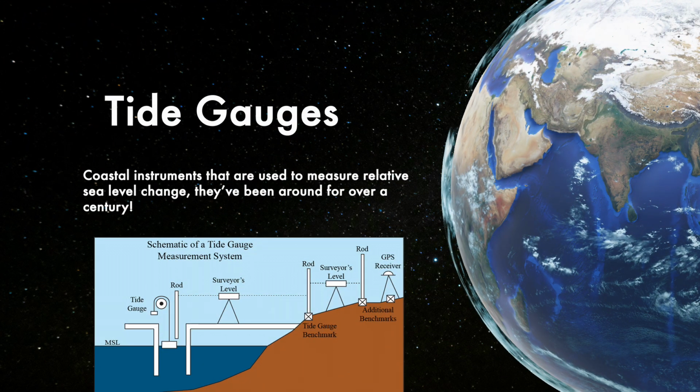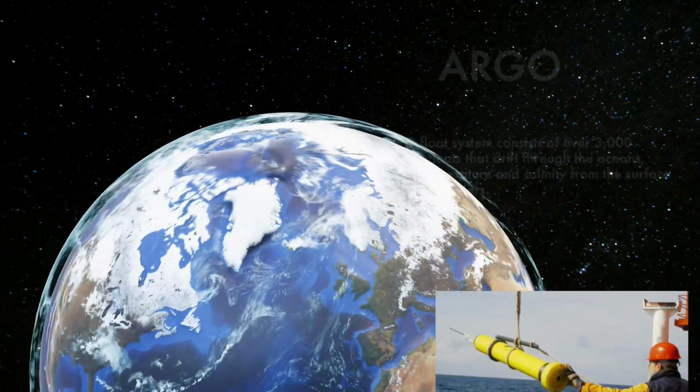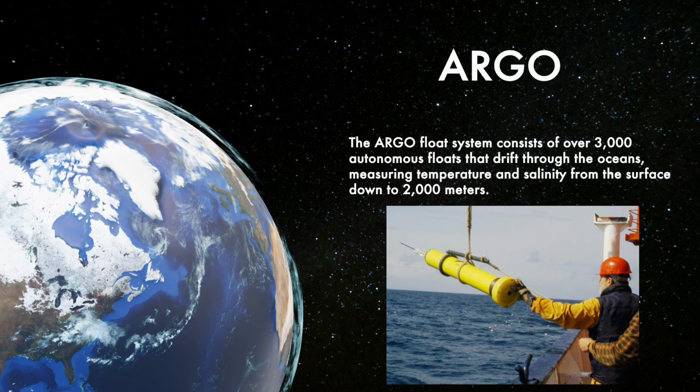Tide gauges placed along coastlines provide long-term data on local sea levels and complement satellite measurements. For steric changes, Argo floats help us monitor temperature and salinity, providing data on how water density is shifting.